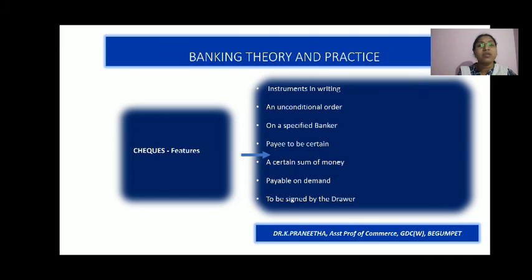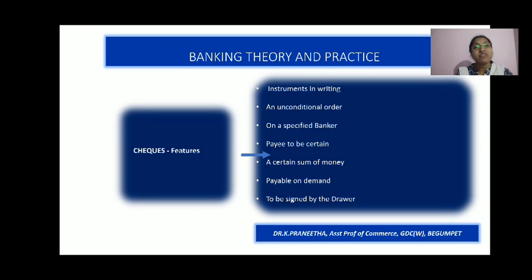The next one is a certain sum of money. A check is usually drawn for a definite sum of money. Indefiniteness has no place in monetary transactions. Phrases like less than rupees 100 only or above rupees 200 only do not give a clear picture or a concrete idea to the parties concerned, and the check will be rendered invalid. So it has to be specified that so much amount of money has to be paid to the other person.